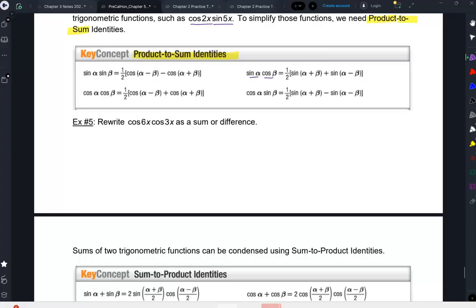But the angles are different. So if you had one of these and one of these and they're added to each other, then they're different things. You see what I mean? Okay, so rewrite this as a sum or difference.